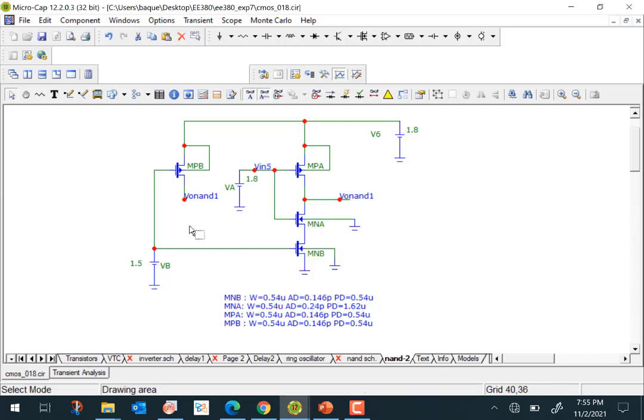And again, to simulate this particular NAND gate, especially the delay values, you will have to put in proper values of area drain and perimeter drain. So all the size information is given here. Because the 2 NMOSs are in series, we've doubled their sizes. Earlier, the size of each NMOS in an inverter was 0.27, so we've doubled it to 0.54 here. And so both the NMOSs are 0.54 micron. The area drain and perimeter drain are given here.